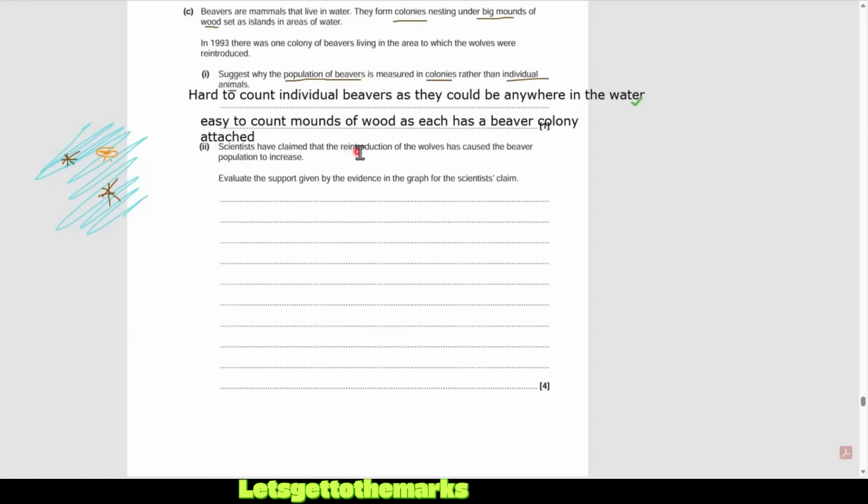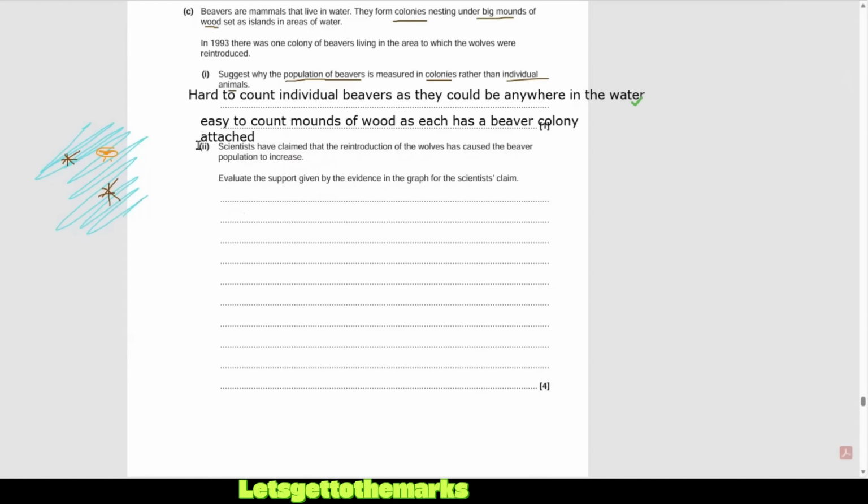Scientists have claimed that the reintroduction of wolves has caused the beaver population to increase. Evaluate the support given by the evidence in the graph for the scientist's claim. It's worth 4 marks. So let's check out the graph and see, is it true that the wolves have caused the beaver population to increase? Let's evaluate the evidence and then comment on it. Let's go check out the graph.